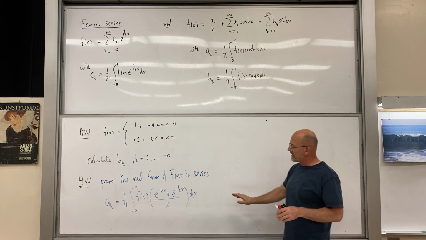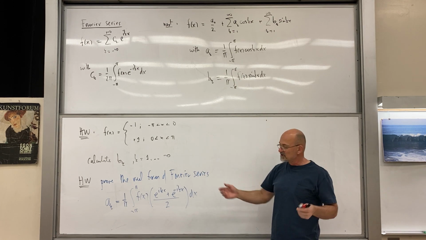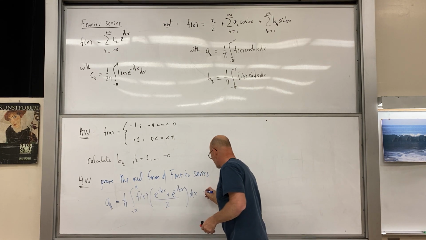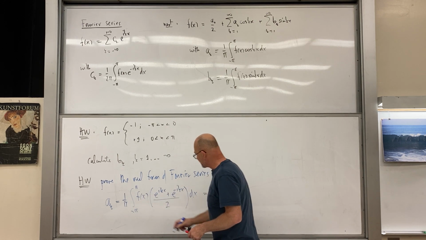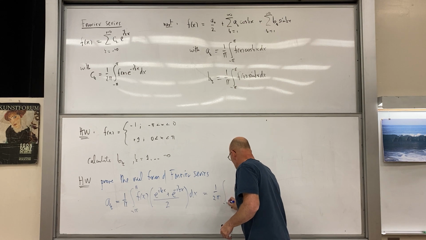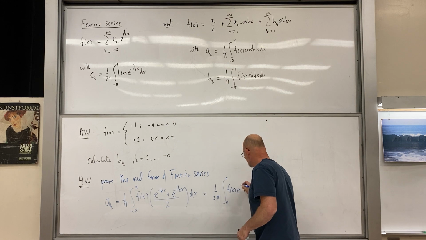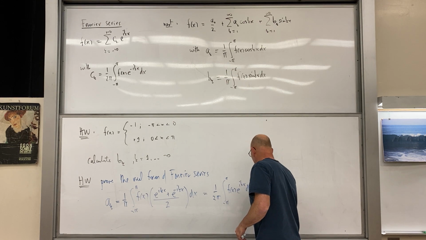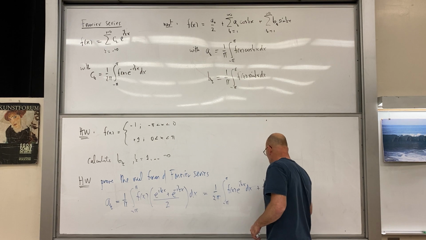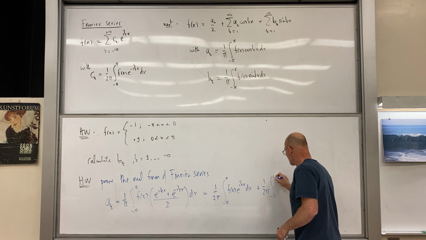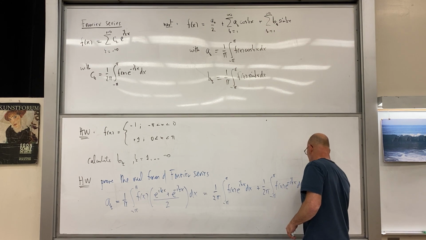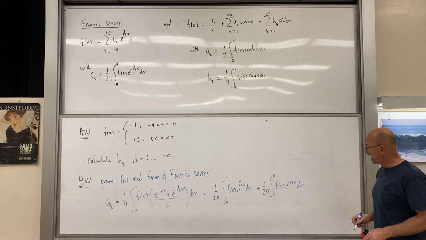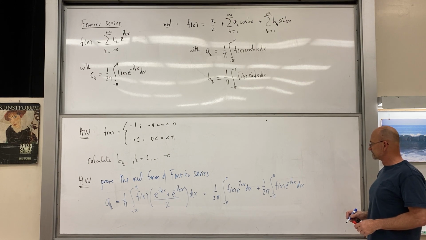Eventually we'll have a bunch of facts about this and we'll put them all on one page. But right now we're just working our way through. So we have 1 over 2 pi, brought the 2 out there, integral from minus pi to pi of f of x e to the i kx dx plus 1 over 2 pi integral from minus pi to pi of f of x e to the minus i kx dx. So that's what a sub k is.